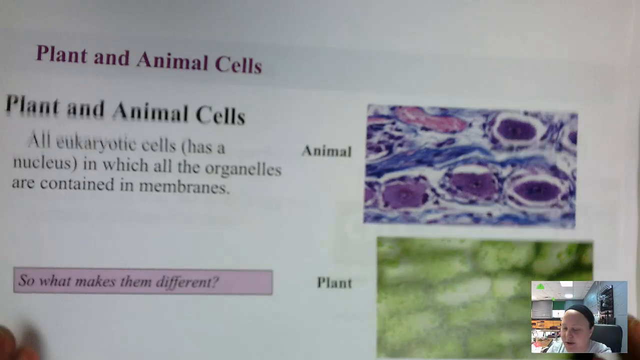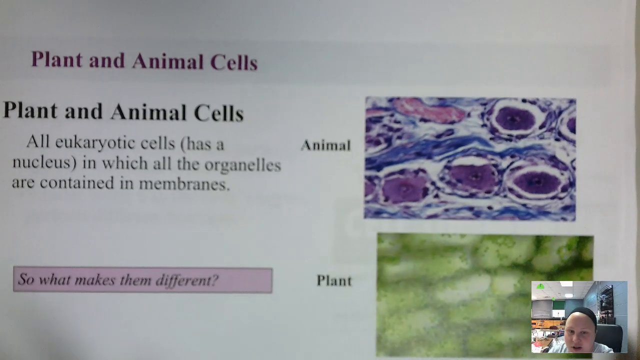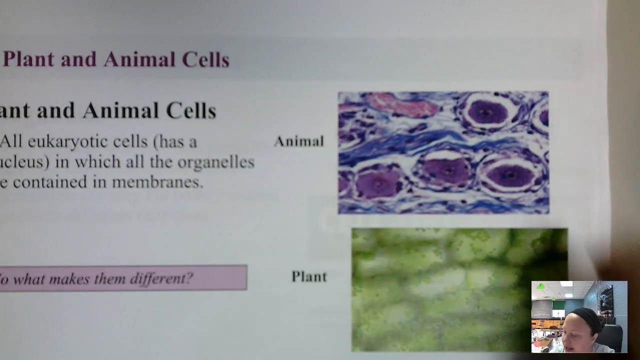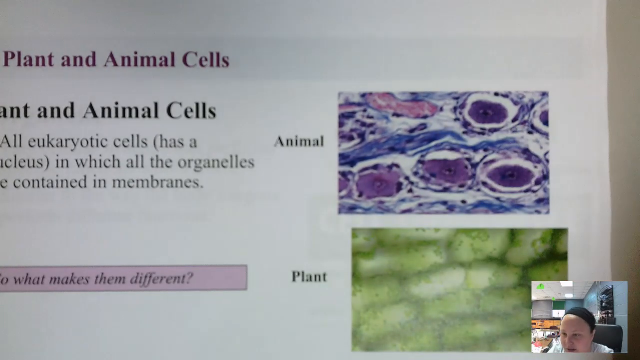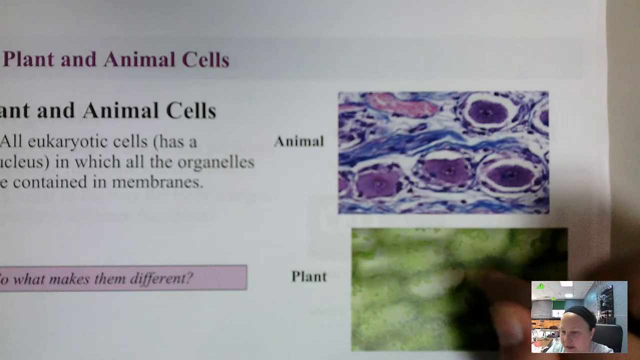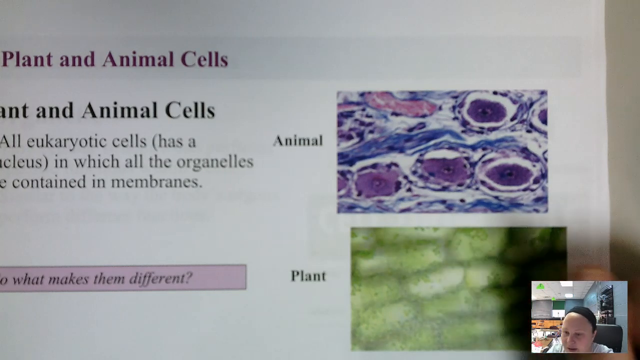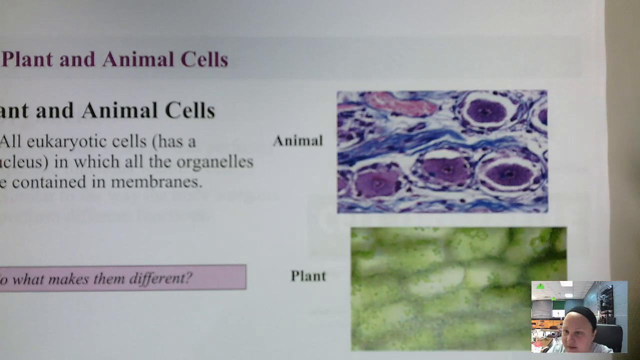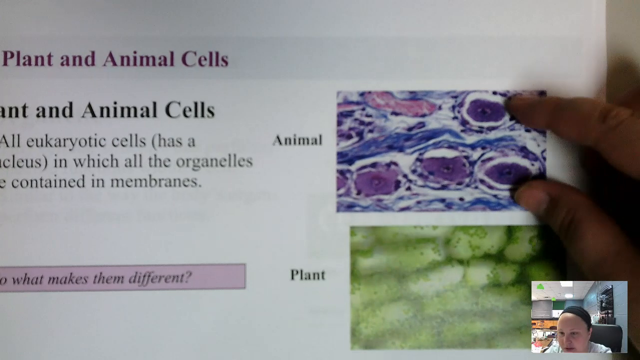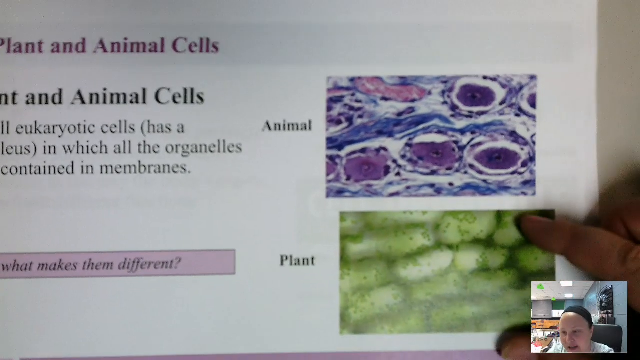Alright, so plant and animal cells. They're all eukaryotic cells. They have a nucleus, and all organelles are contained in the membrane. The membrane is the outer edge of the cells. The plant cells, we'll talk about a cell wall that protects them and helps them stand up, but on the inside of that cell wall they have a cell membrane as well. These are animal cells, these are plant cells.